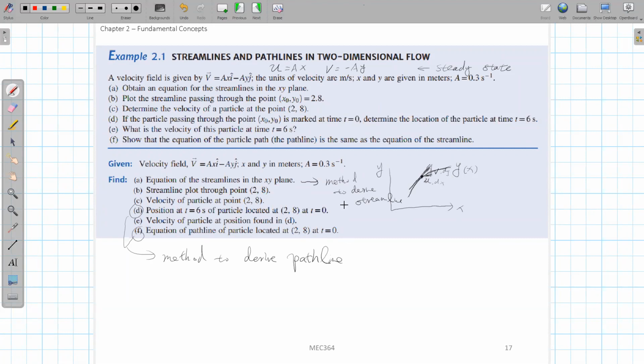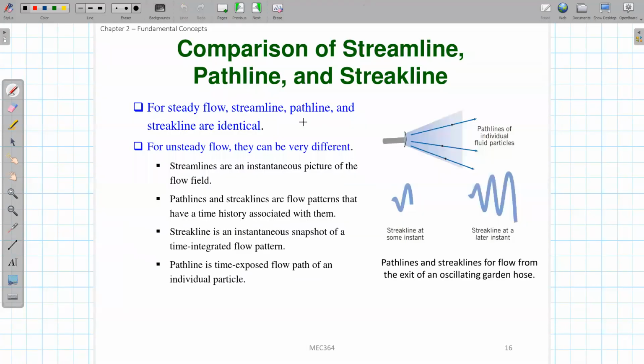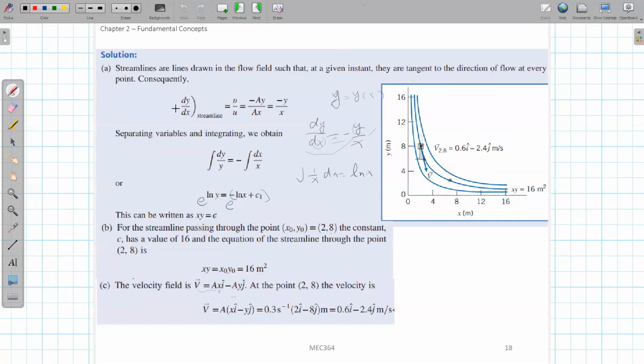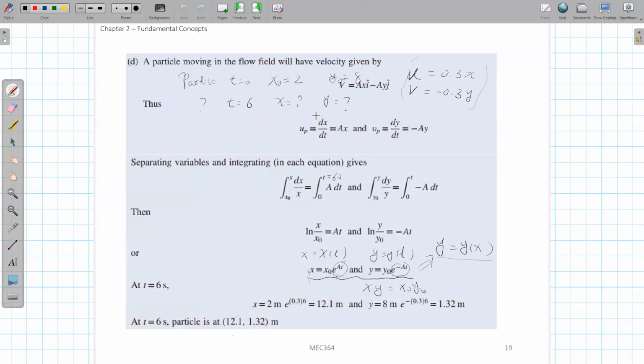We know that a streamline is based on the local velocity at the instant, so that's why we start with this equation to derive it. When we derive the path line, we start by trying to track a specific particle, so we start by getting the location of this particle across time. Then to get the path line, we just remove the time term to get y as a function of x. But overall, because it's steady state, the streamline and the path line give us the same result.